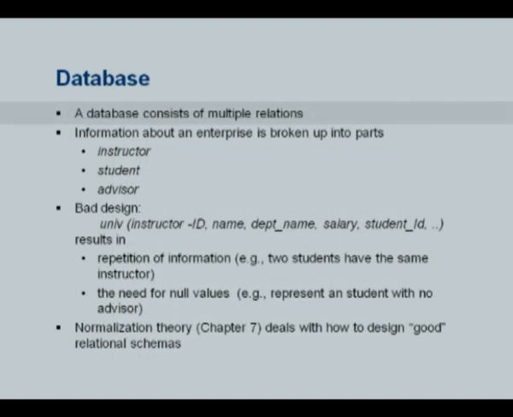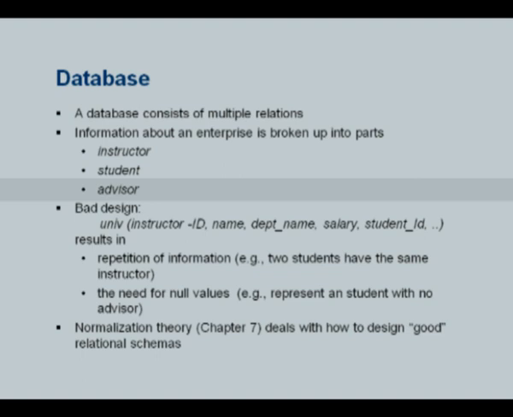A database has multiple relations. In our sample database for a university we have many things including instructor, student. Then there is an advisor relation which says which instructor is the advisor for which student. Then there are many more which we will see later, such as what are the courses, which courses are offered in which semester, which instructor is teaching which courses, which student has taken which course offerings, and so on.